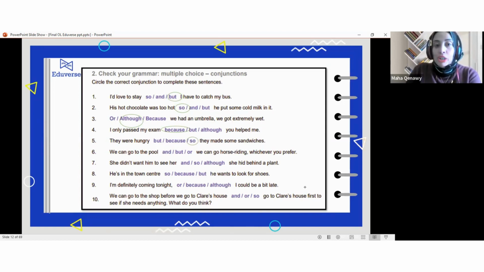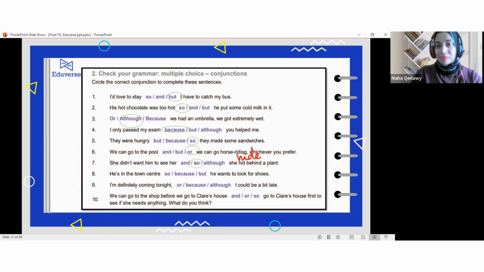We can go to the pool. We can go horse riding. Whichever you prefer, as you like. So it's either, that's right, or. She did not want him to see her, so she hid behind the plant. Hid is the past simple of the verb hide.